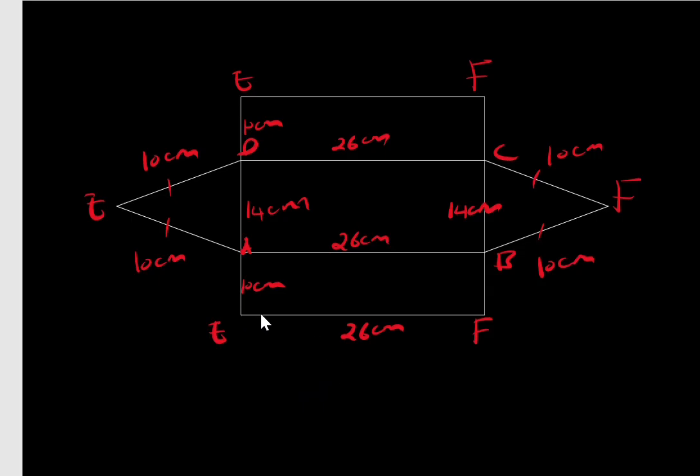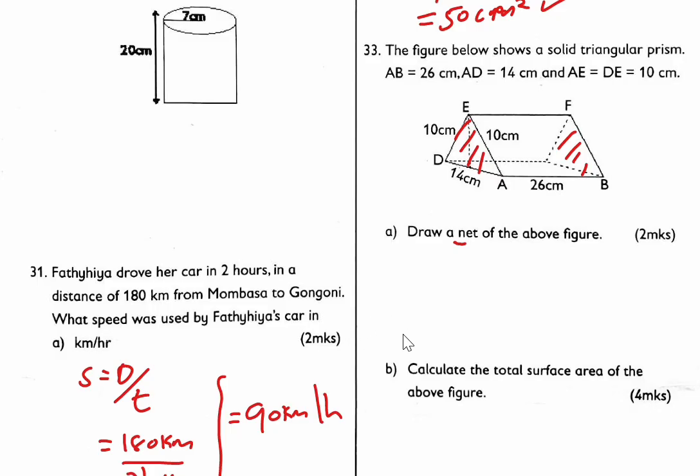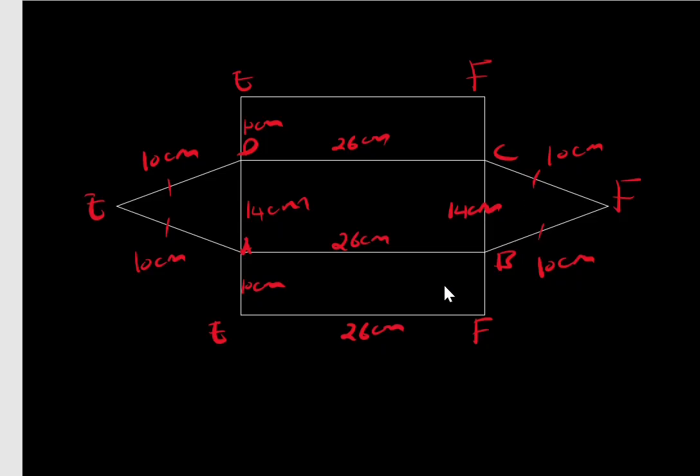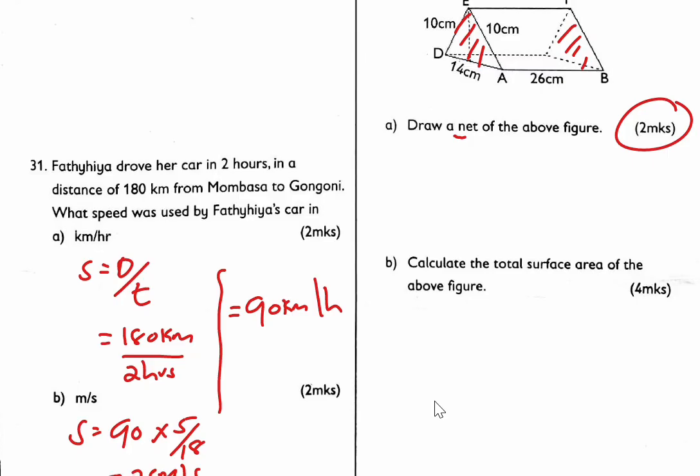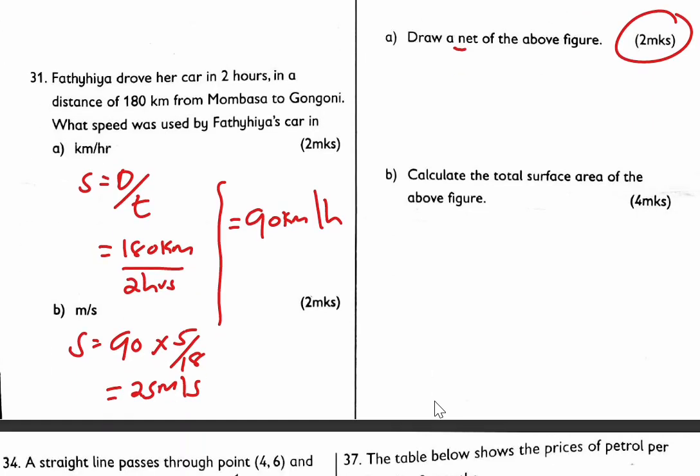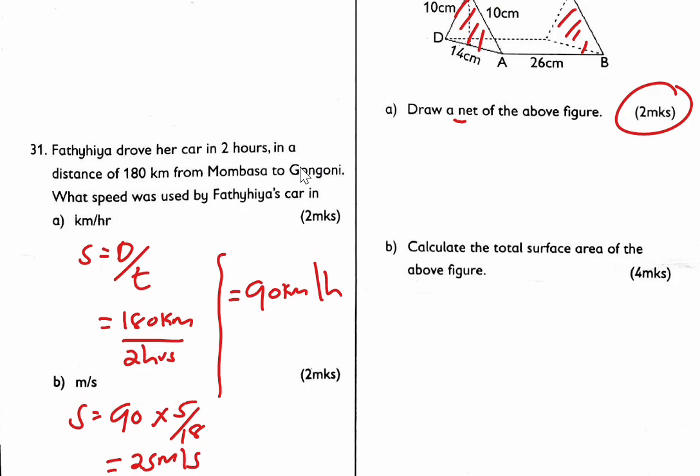Going to continue with part B. So we are done with part A, and you score those 2 marks. This is the net of that solid. I said you open, then you draw each face. Part B: calculate the total surface area of the above figure. Surface area means the area of the faces. We can use the net or we can use this diagram to calculate the surface area. You're going to use the net.